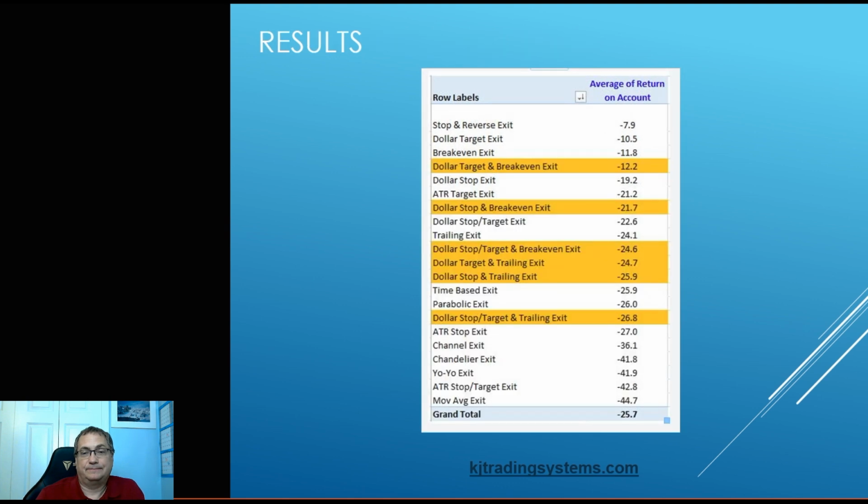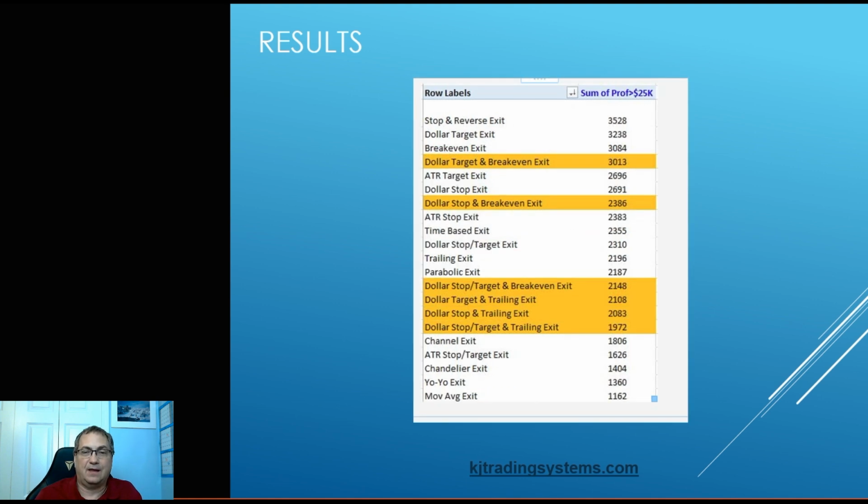What happened? Well, they're highlighted in yellow, and you can see they didn't do that well. You know, the dollar target by itself and dollar break even by itself were better than when you put the target and the break even together. Go figure. So nothing still beats stop and reverse. It keeps getting attacked, and yet it still is the best.